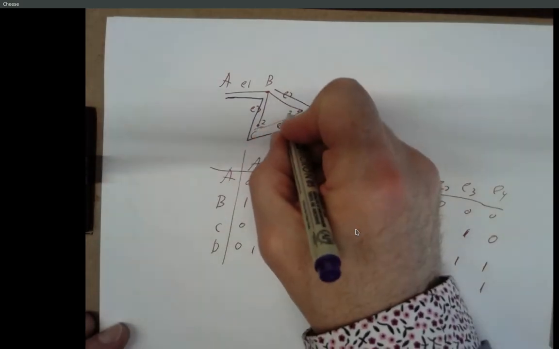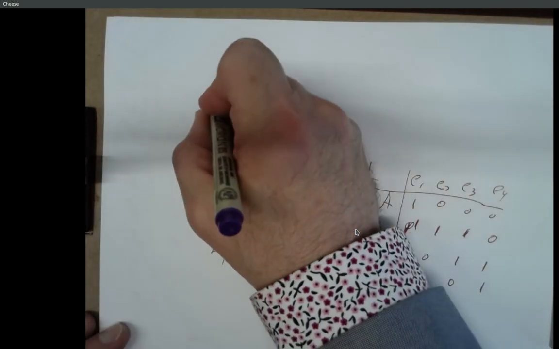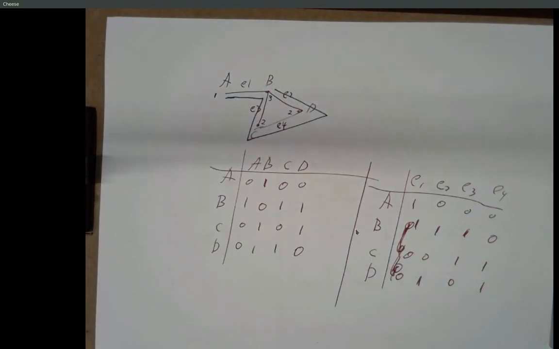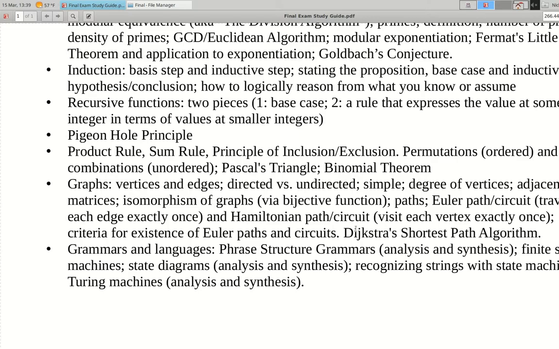That's got a degree of 2 and 2. That's got a degree of 3 and 1. So there's only 2 with odd degree, so that has an Euler path, but no Euler circuit. Hamiltons, we don't have a criteria like that for.